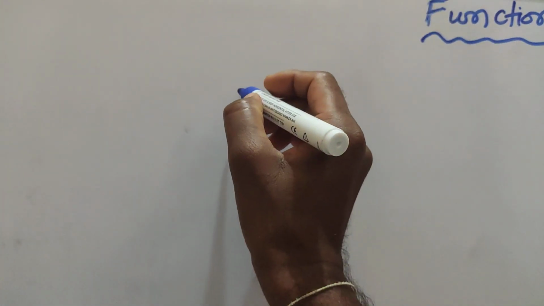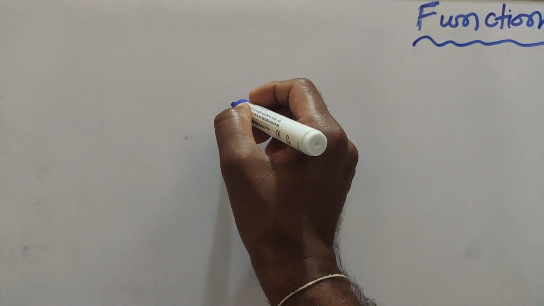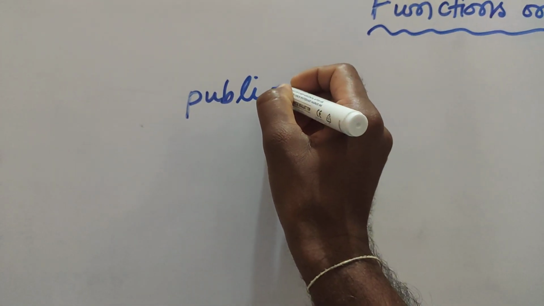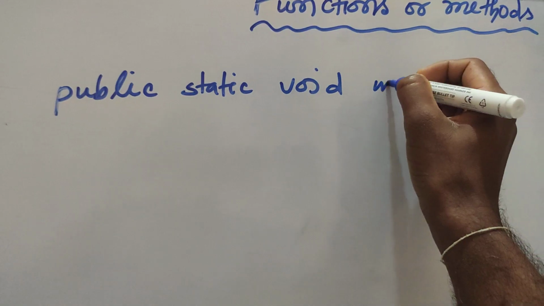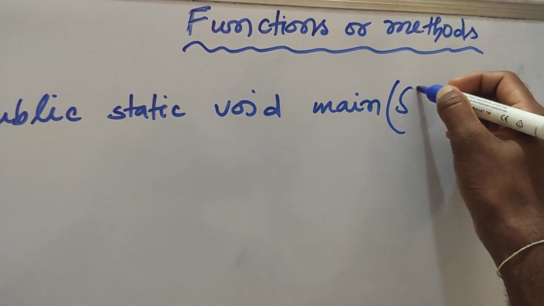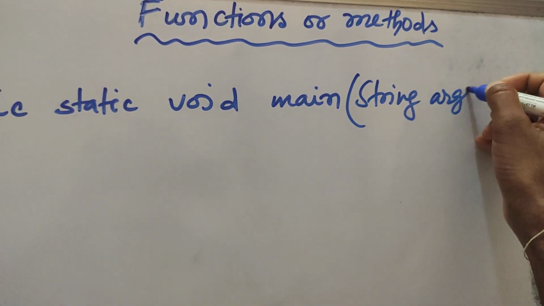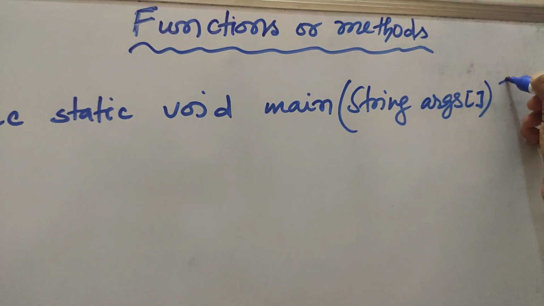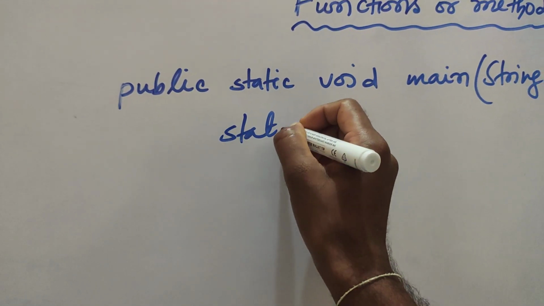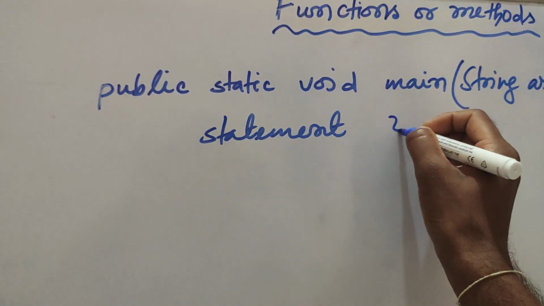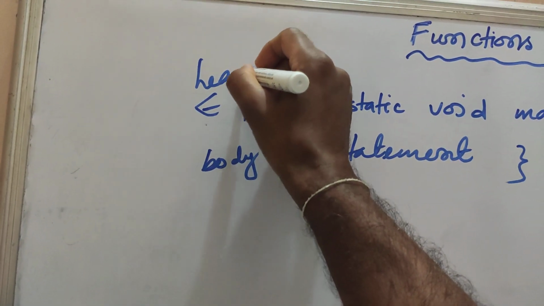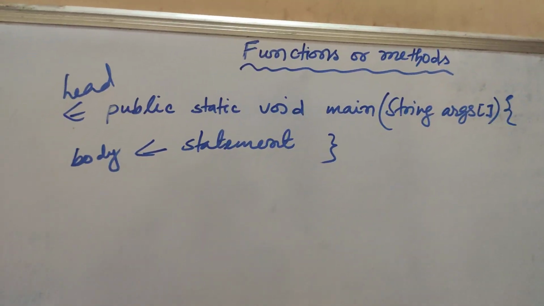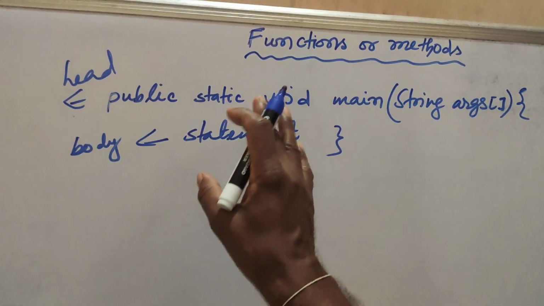So now, how to declare a function? In the books you can see public, a very common term, public static void main, String args, arguments. Then inside, the statements will be there. The statements are the body of the function, and this is the head of the function. So public static void main is what you see in the books.